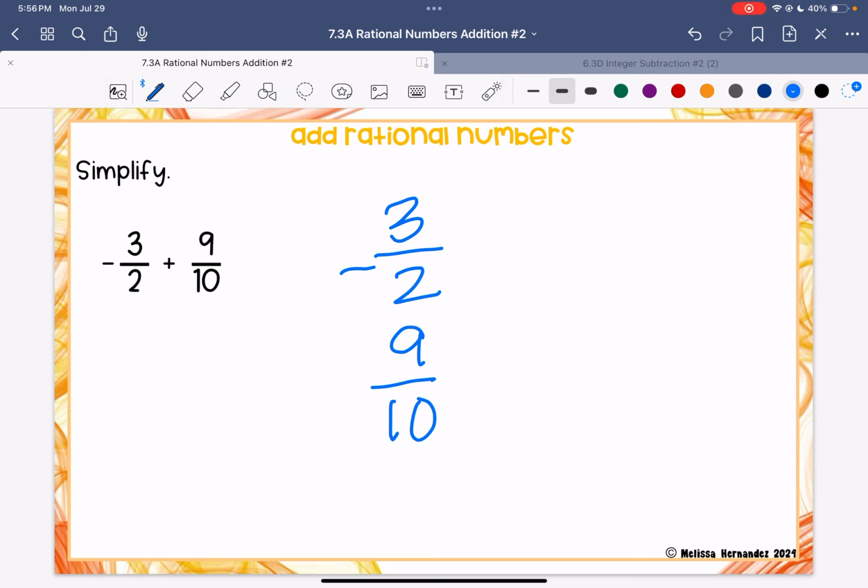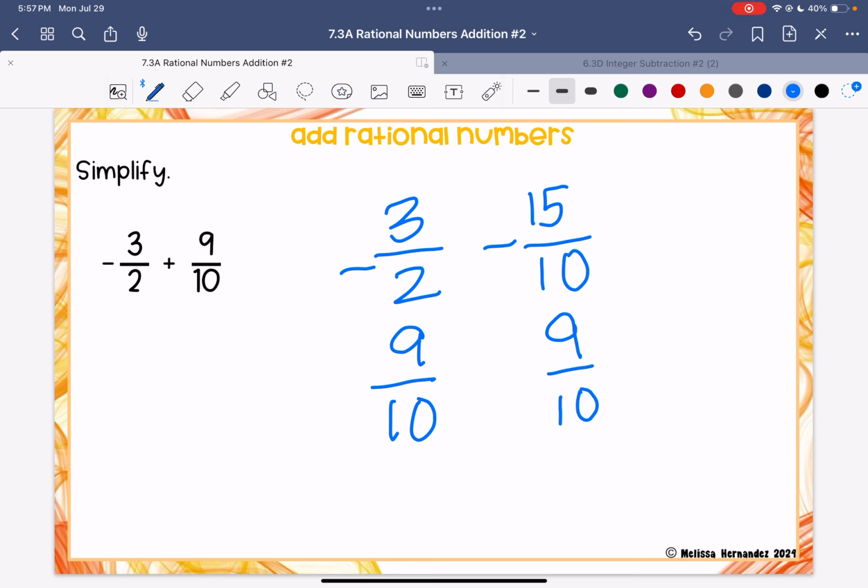First, my denominator needs to be the same. That doesn't change whether they're positive or negative. My denominator will be 10. That means 2 times 5 is 10, so I have to do 3 times 5, which will be 15. I keep my sign, okay, and now I have 9/10.